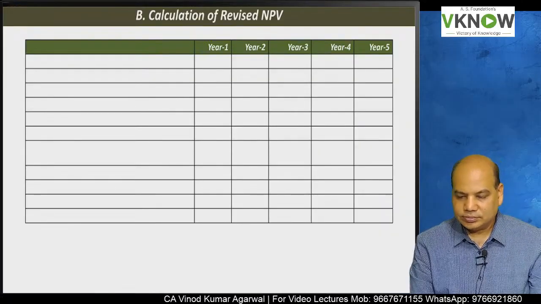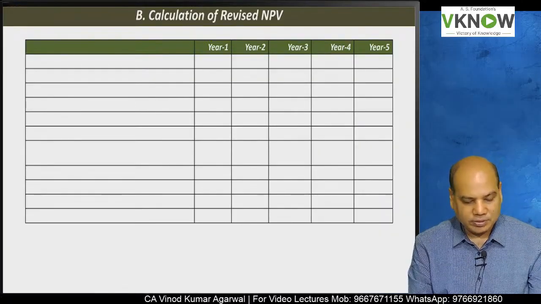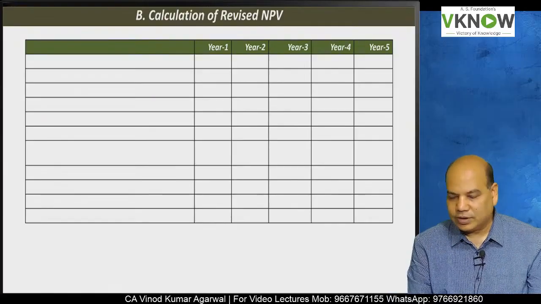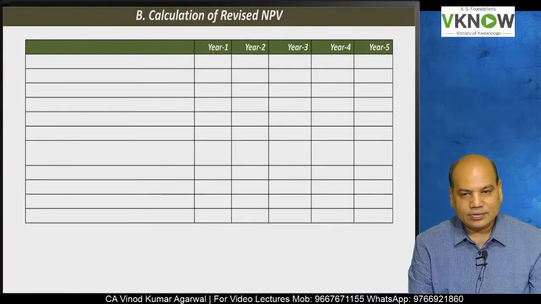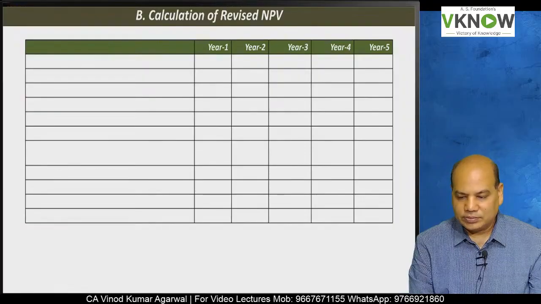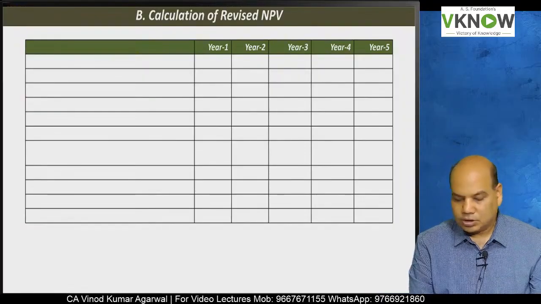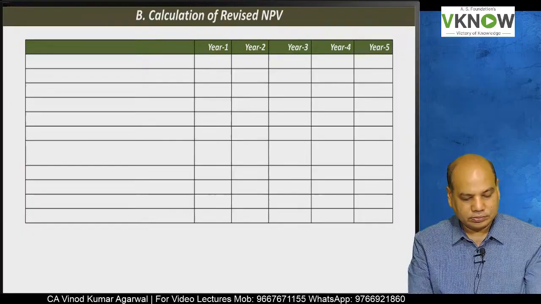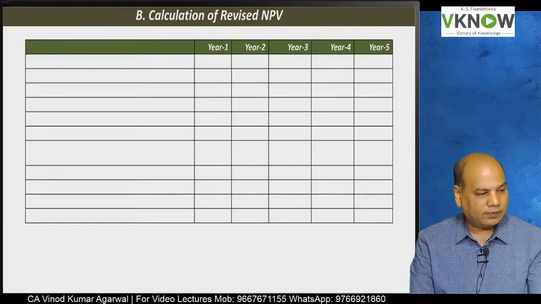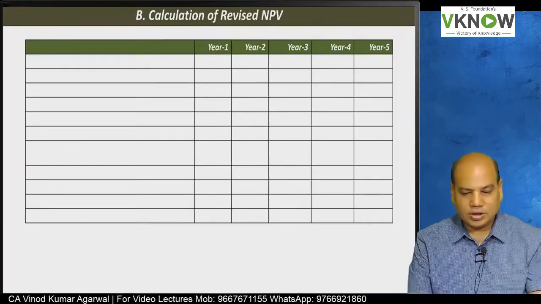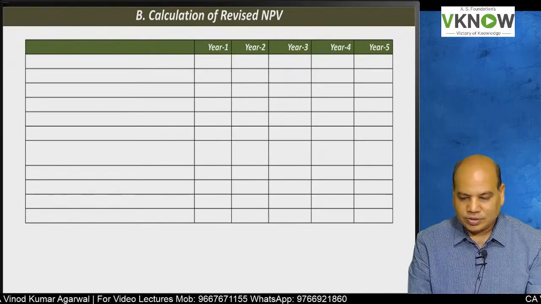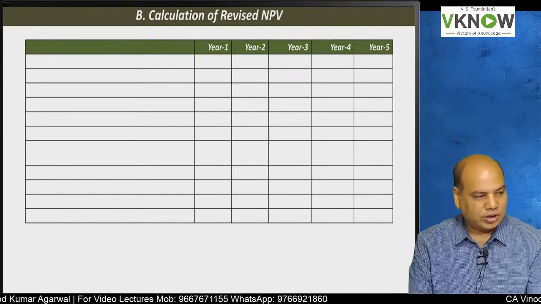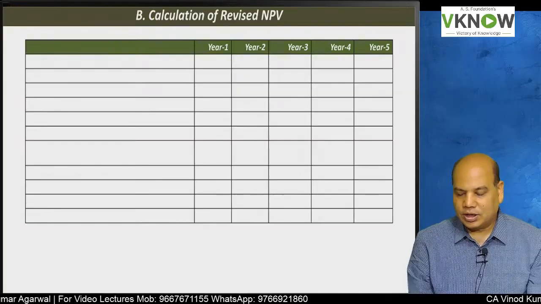Is it right? So write down step number B, calculation of revised NPV. Under that, 5 columns: year 1, year 2, year 3, year 4 and year 5.